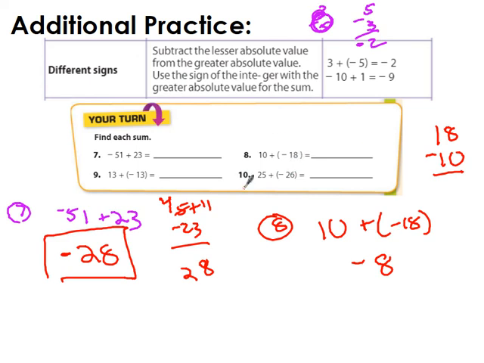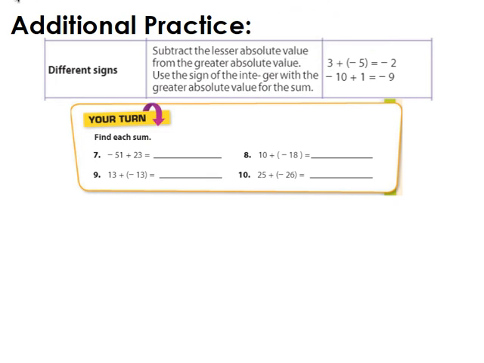All right, try number 9 and 10 on your own. So pause it, try those on your own, and then check back here to see if you did them correctly.